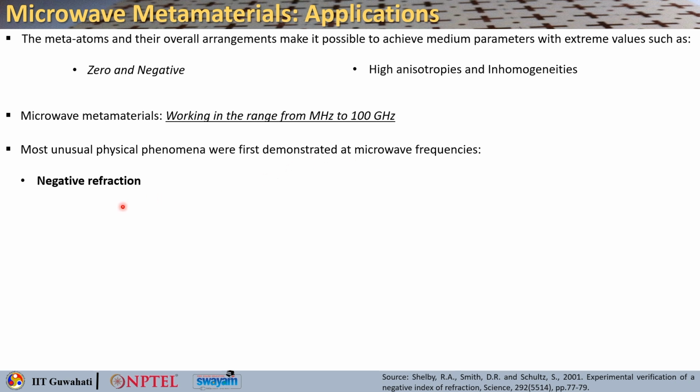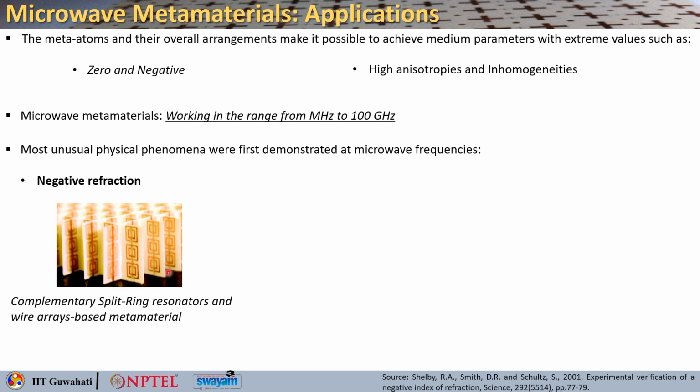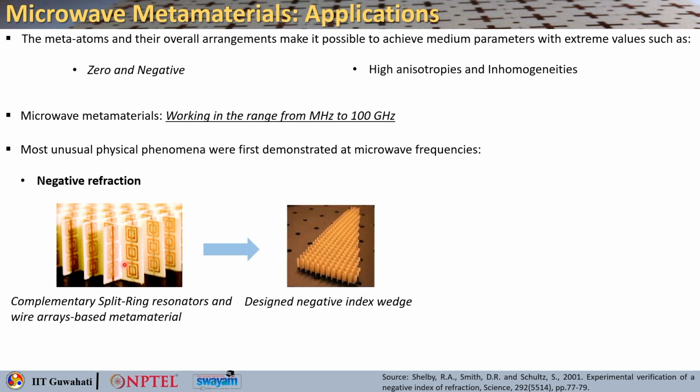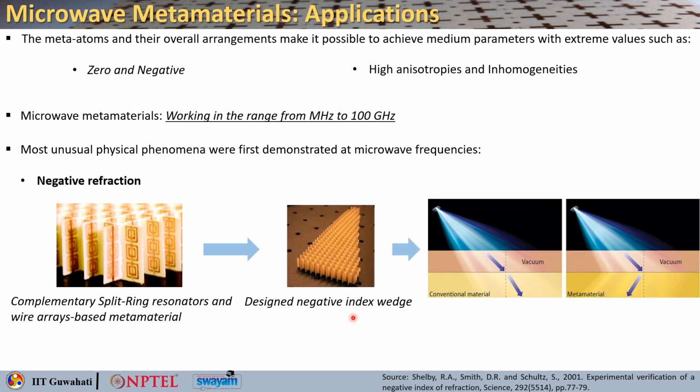Okay. So, the effects like negative refraction, which we discussed briefly in the last lecture, were shown using complementary split ring resonators along with wire arrays. Okay. So, this was a metamaterial which showed the first negative refractive index. It was also designed in the shape of a wedge. So, this was a negative index wedge.